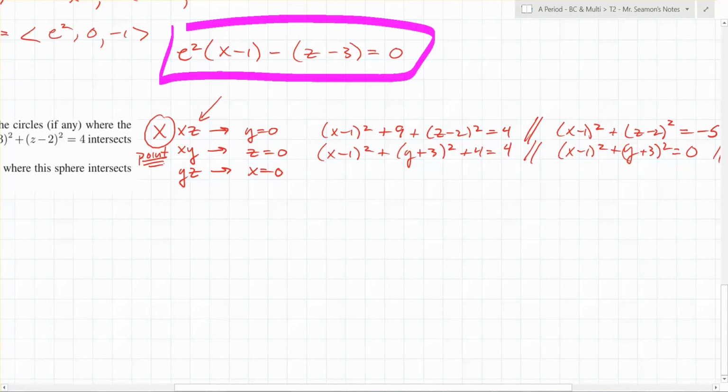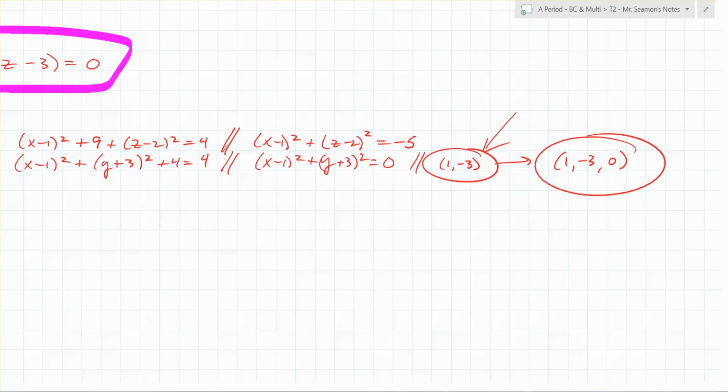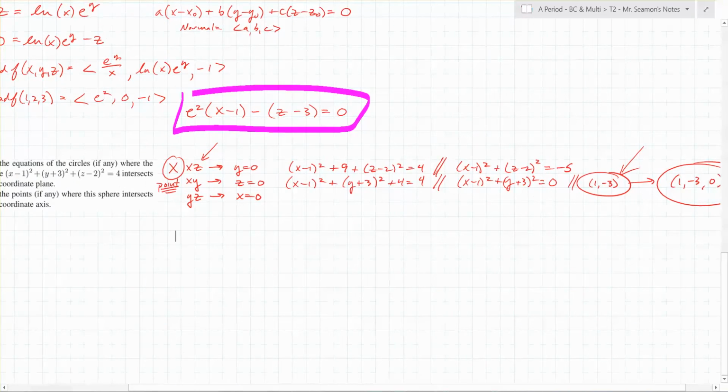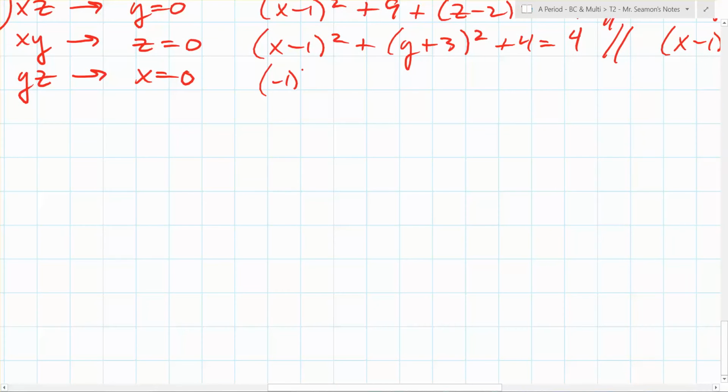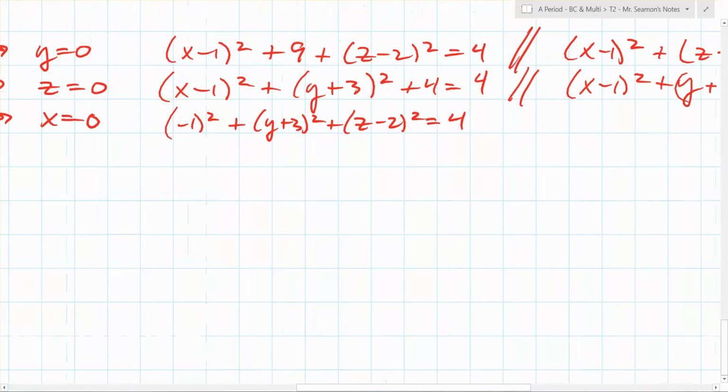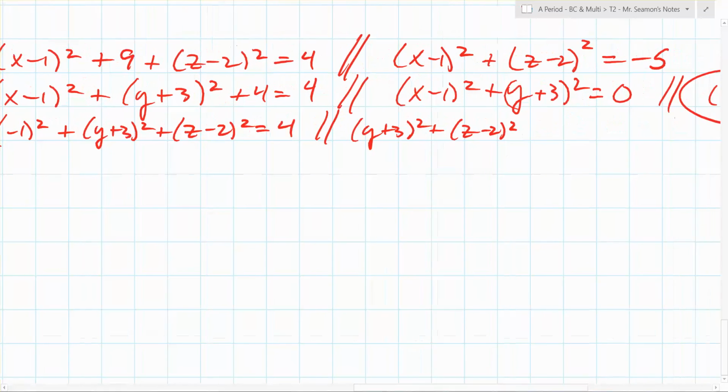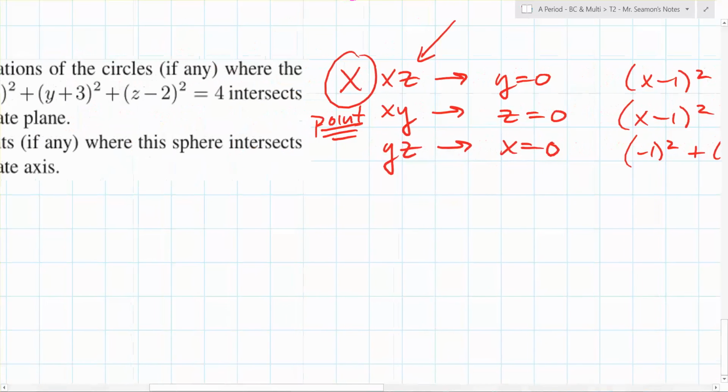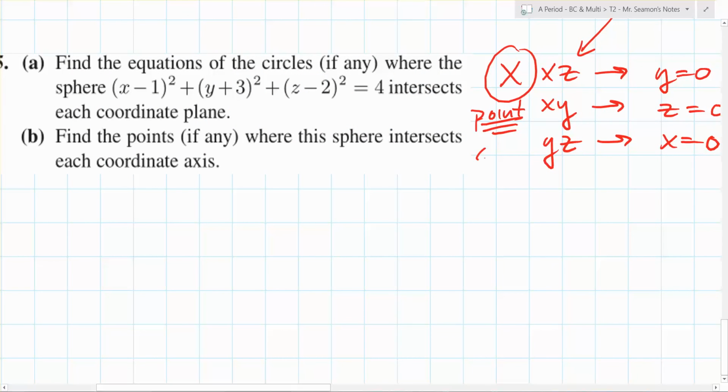So this sphere is in space, and where does it touch the xy plane? It touches the xy plane at a single point. We good with that? Okay, so the next one, yz, x is 0. So what do we have here? -1 squared plus y plus 3 squared plus z minus 2 squared is equal to 4. So that tells us that y plus 3 squared plus z minus 2 squared is equal to 3. So it intersects in a circle. So the sphere hits the yz plane in a circle.